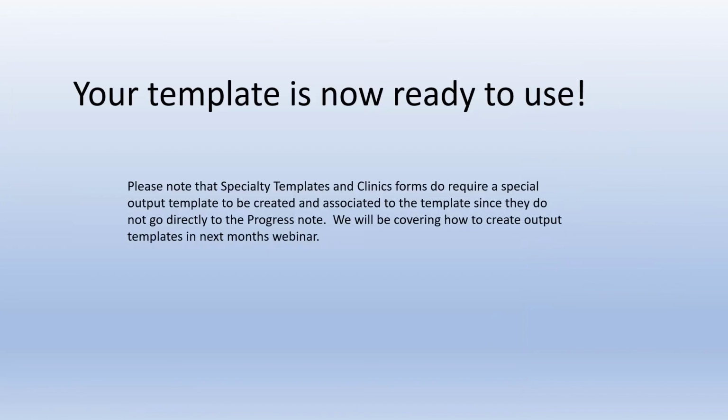Now you're ready to use your template. All your templates should be published. The only difference now is that the specialty template and the clinic forms do require you to create an output template to go with it. HPI, vitals, review systems, physical, they do not require that because they automatically directly go onto the progress note. So there's no output template required for that unless you want to change up your output template the way it looks or something like that, which we will talk about in next month's seminar.